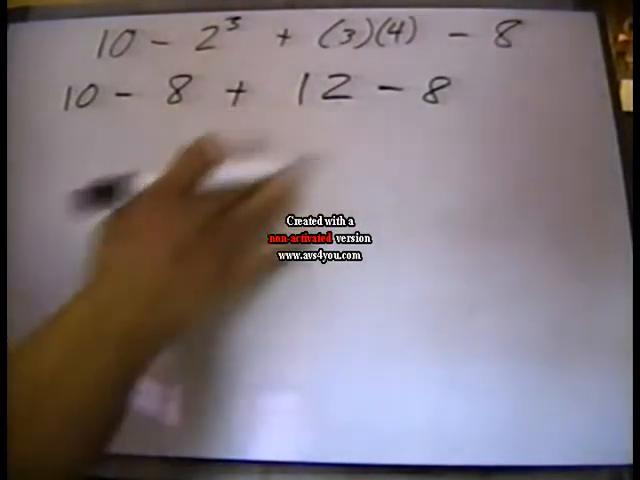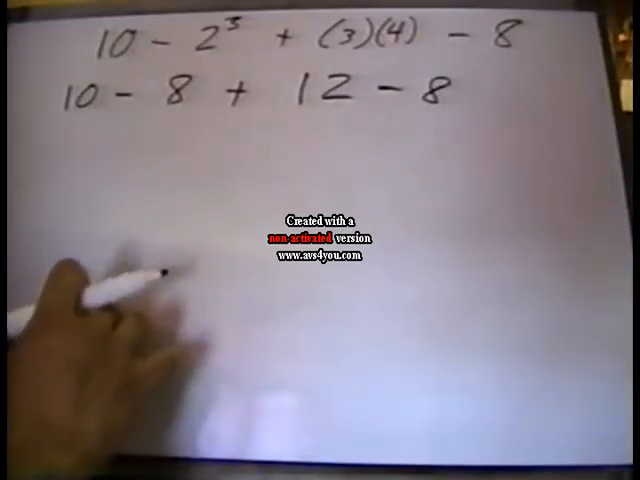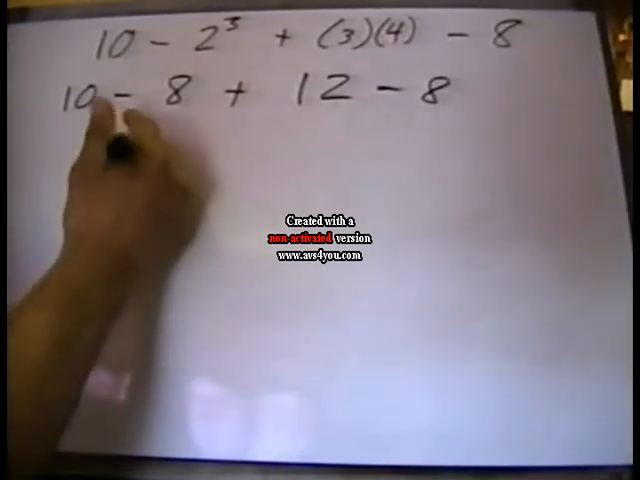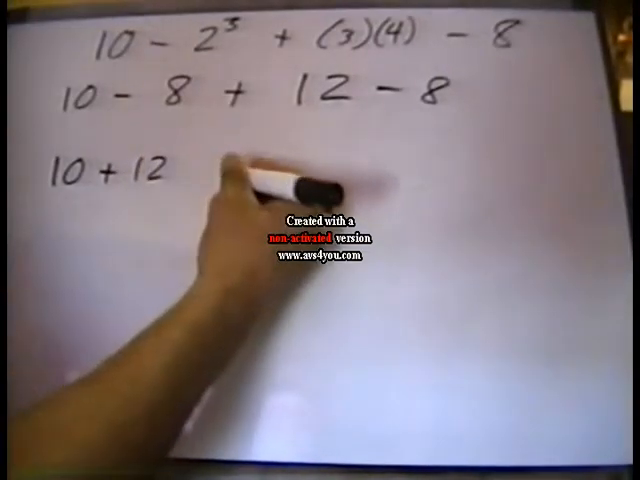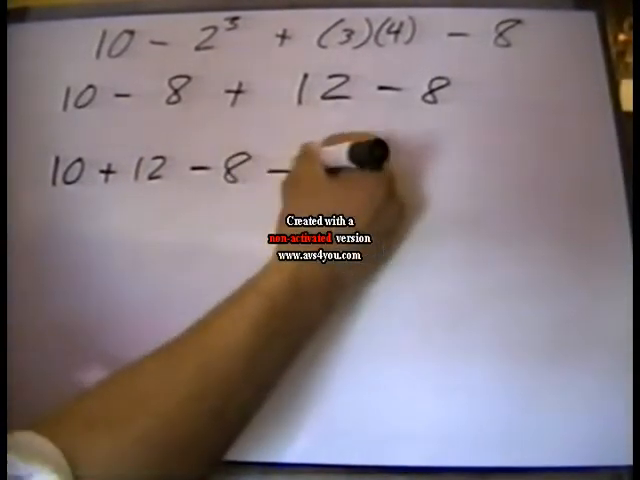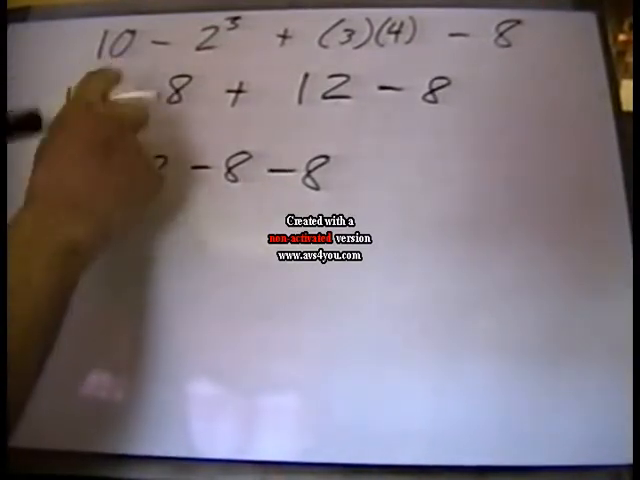Now there are no grouping symbols, so if you wanted to make this easier for yourself, what you have is 10 plus 12 minus 8 minus 8. So add your positive numbers first, and then add your negative numbers. You don't have to do it like this. It's just to keep you from making a mistake. Or you could simply do the math first.